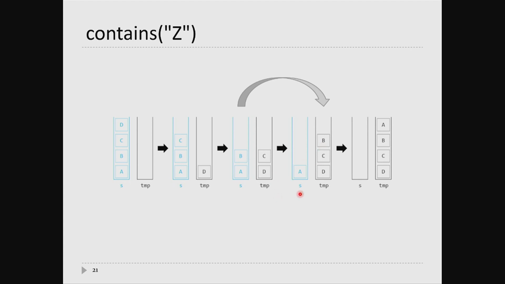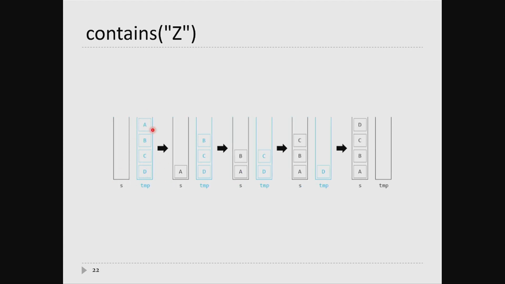Still have an element, so I'm going to pop S. Is A equal to Z? The answer is no. I'm going to push it onto temp. And now S is empty. So I know that S contains Z is false. Now, I have to restore S. So I need to reverse the process. So here we go.